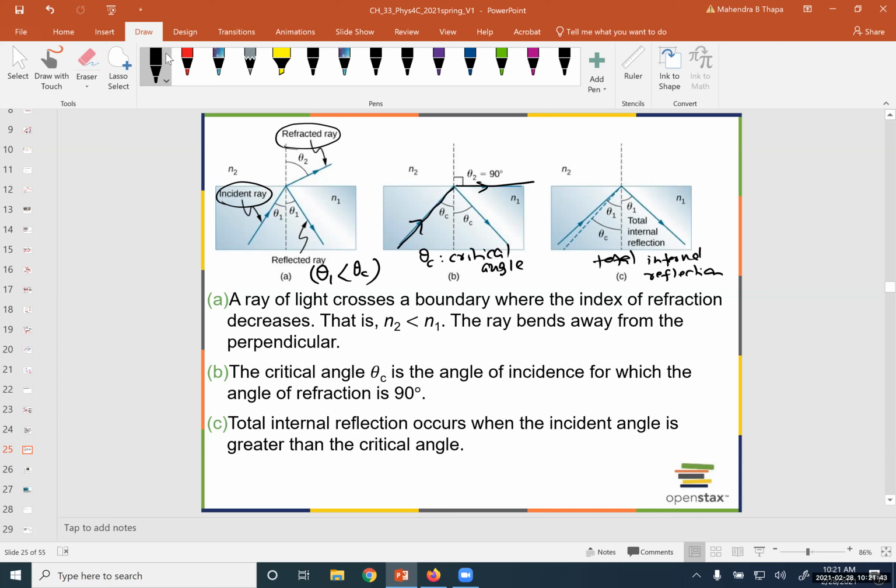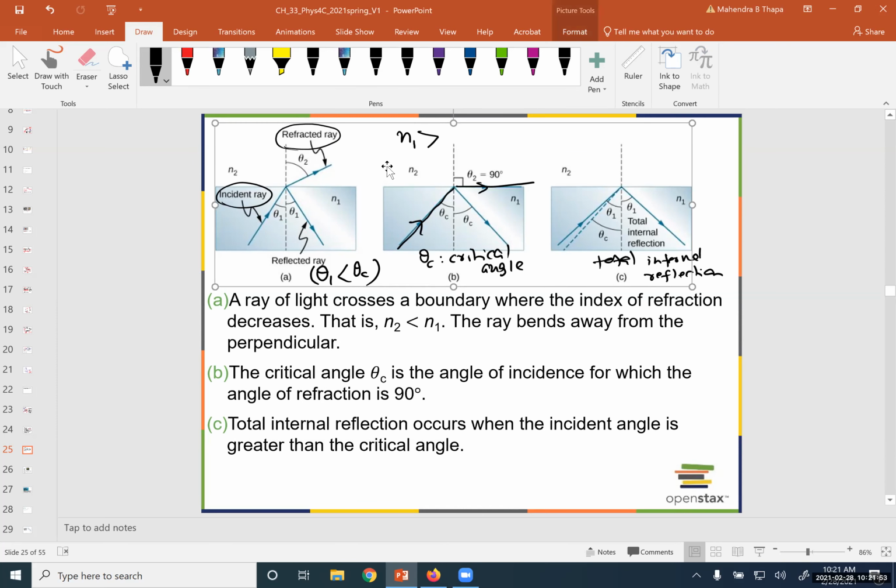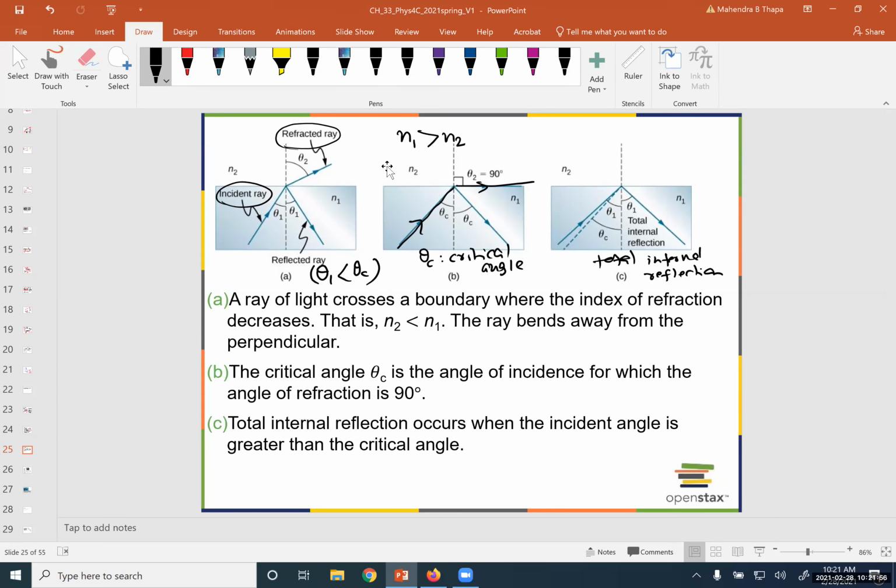So in all these cases, to have total internal reflection, the refractive index n1 must be greater than the refractive index of the second medium to have the total internal reflection. Okay, so we don't assume this case. We are not considering this scenario. Okay, so this is the case of total internal reflection.